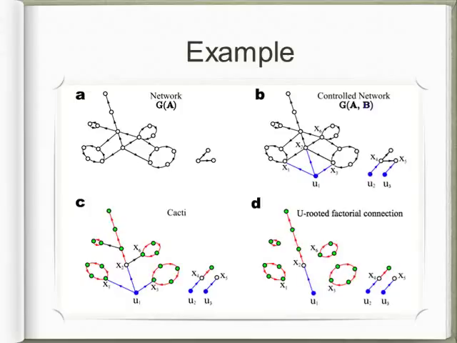And we prove that the minimum number of driver nodes is nothing but the minimum number of unmatched nodes. So you can see if we have a max matching structure and we are controlling the unmatched nodes, then there is a so-called U-rooted factorial connection, and then it's guaranteed there will be a cacti structure. That's how we prove the minimal input theorem, because if you control the minimum unmatched nodes, then the system has a cacti structure. So we can use Lin's theorem to guarantee the controllability.